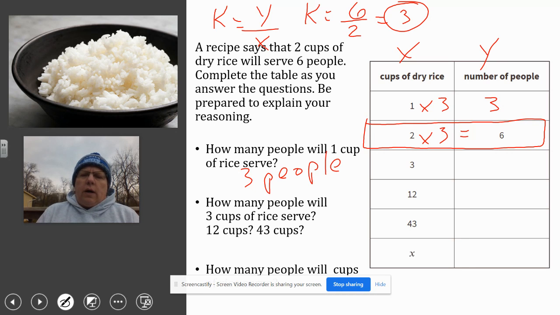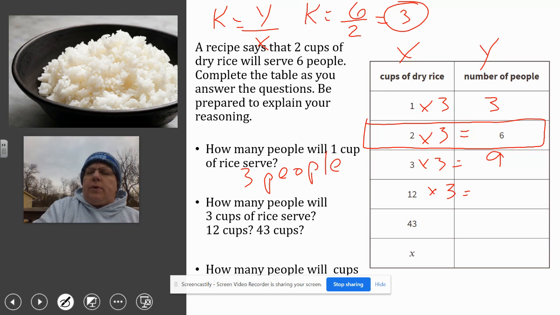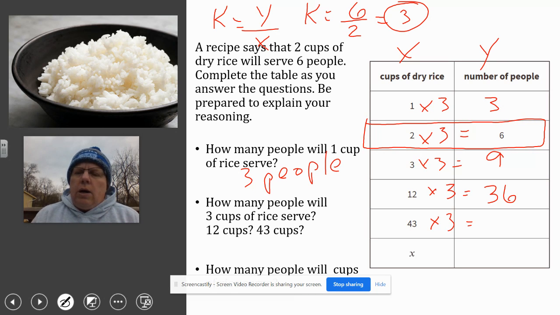So let's move on to our table and our second set of questions. How many people will 3 cups of rice serve, 12 cups, or even 43 cups? And so 3 cups of rice, 3 times 3 is 9. 12 cups of rice, 12 times 3 is 36. And this last one, 43 cups of rice. Have you actually ever cooked 43 cups of rice? I haven't, and I eat a lot of rice. So 43 times 3 is 129 people. And so I can continue filling this out.